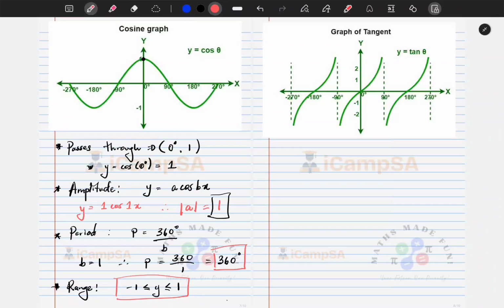Now we are going to look at the last one. So as you can see, you have a very different graph now, which is a graph of tangent, right? What you need to understand here is that your graph of tangent will not have an amplitude.